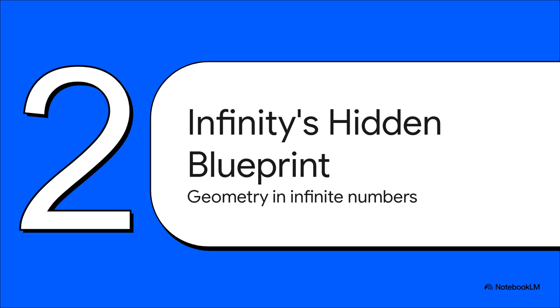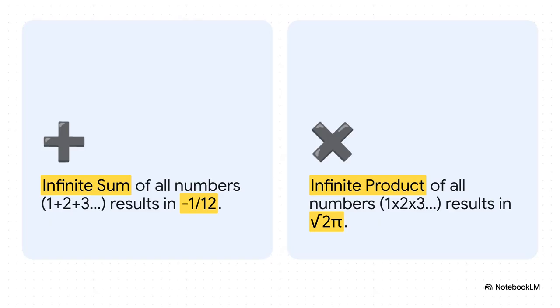So, okay, if a circle can define our physical reality, what about something as abstract as infinity? That's what we're getting into next with infinity's hidden blueprint, this idea that even the infinite has a secret, tangible shape. And this is where your brain might start to hurt a little bit. Grant pulls from the work of the brilliant mathematician Ramanujan, who found ways to give finite answers to infinite series. So in this strange world of math, if you add up all positive whole numbers to infinity, you get -1/12. And the infinite product is related to the square root of 2 pi.